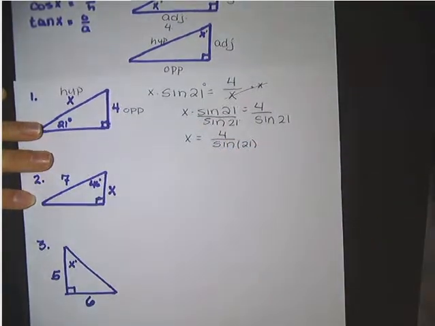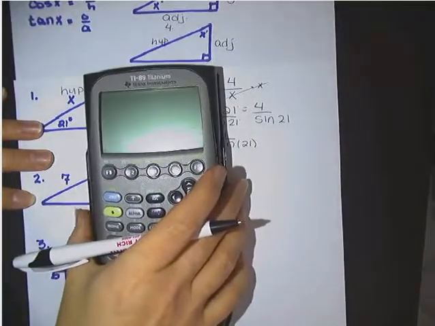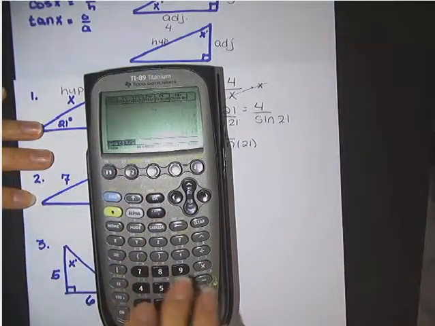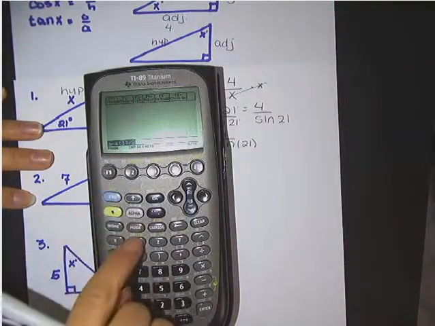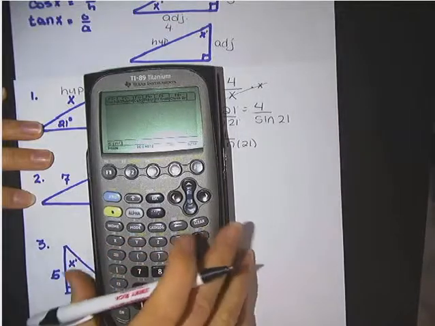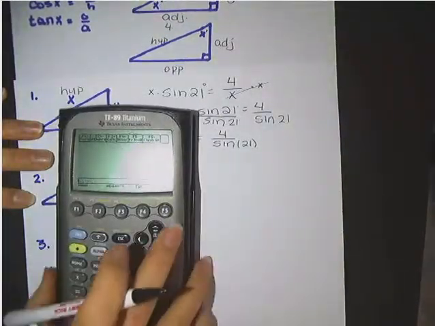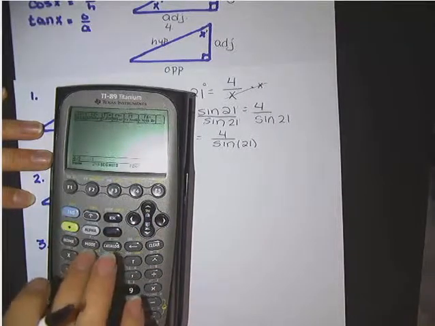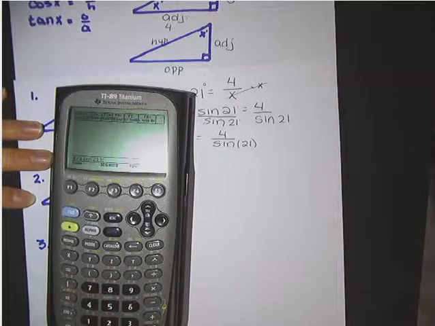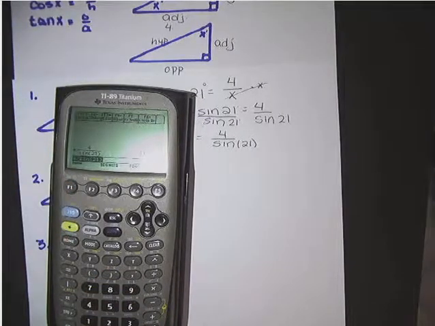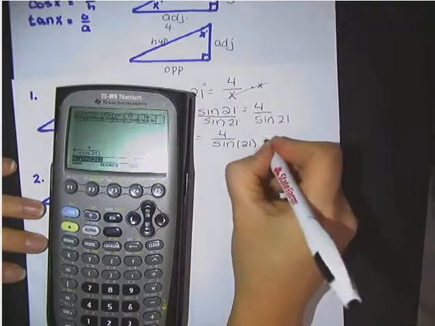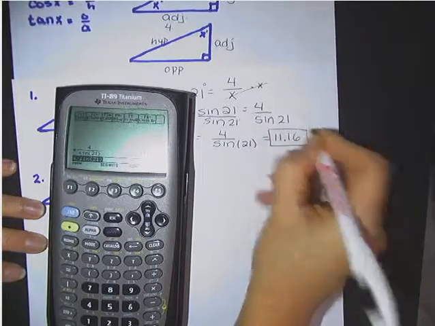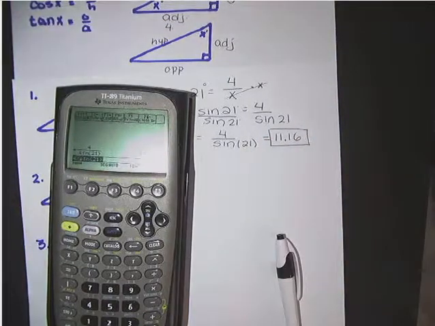Now I'm putting parentheses there because that's probably what your calculator is going to ask for. So on my calculator, I'm going to push the sine. Sine is often a second button, but not always. Excuse me, that's not what I want to do. I want to push 4 divided by the sine of 21. And that comes out to be 11.16. And pay attention to what you're asked to round it to. Here I'm rounding it to the hundredths.